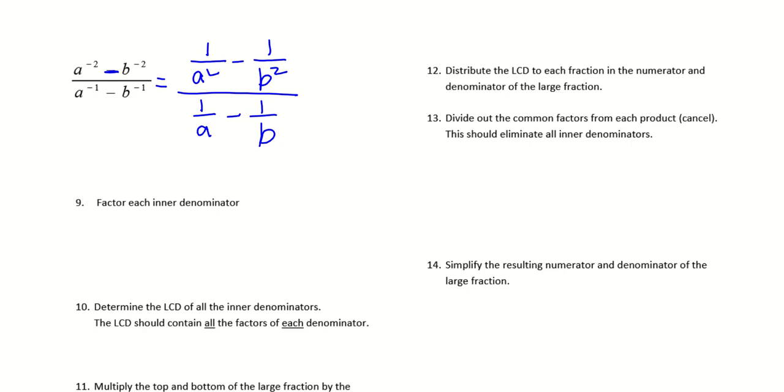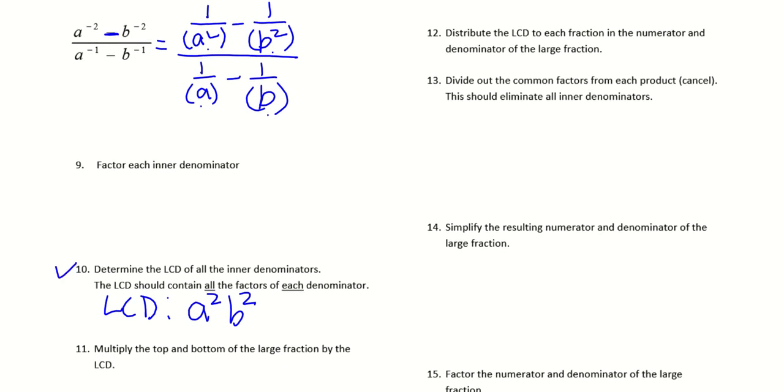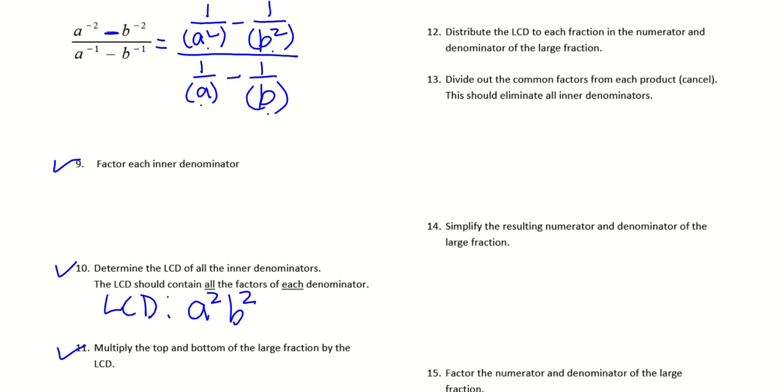Okay, our next step is to factor each denominator, right? And each denominator is fully factored, so there's no additional step there. And then we're to determine the LCD, and our LCD will contain a squared, which comes from our first denominator, will contain b squared, and when we take a squared, we already have an a and we have a b, so that's our LCD.